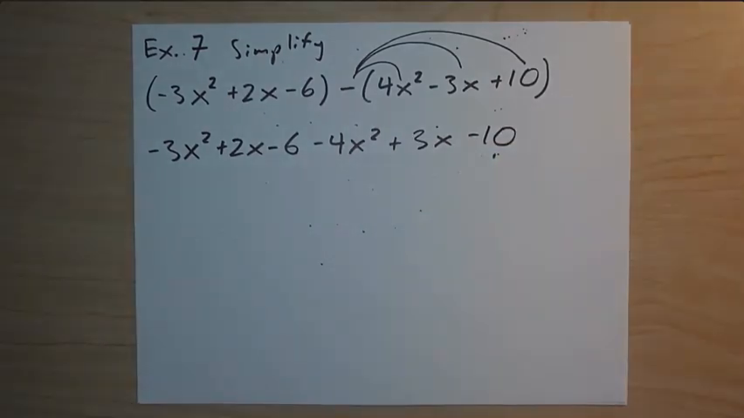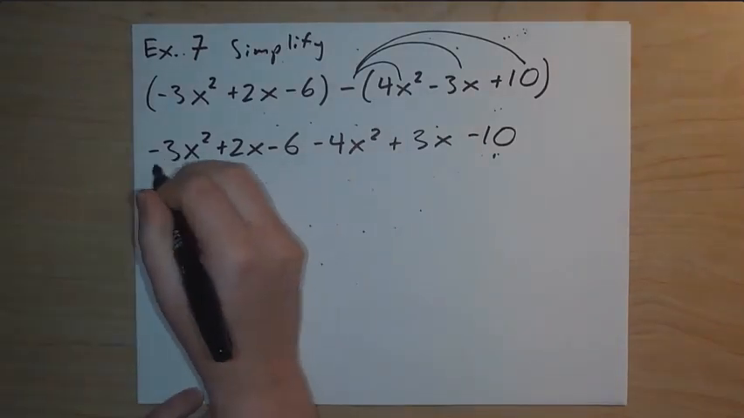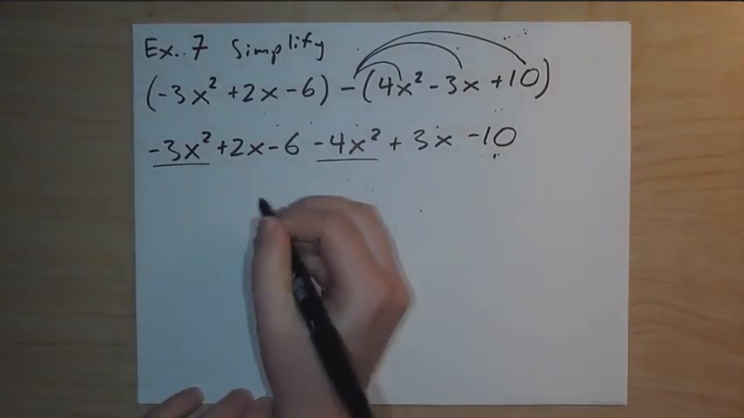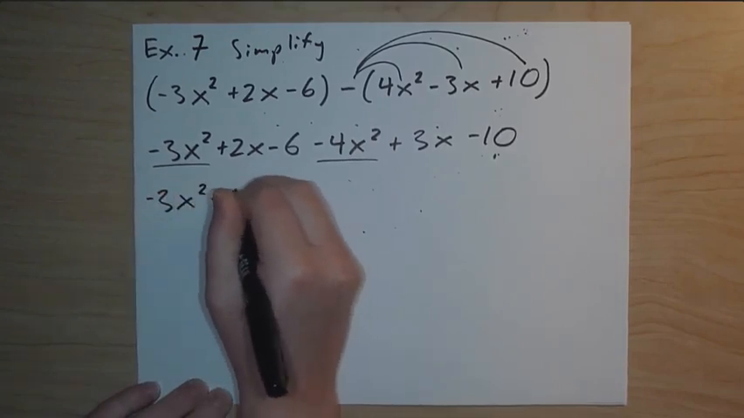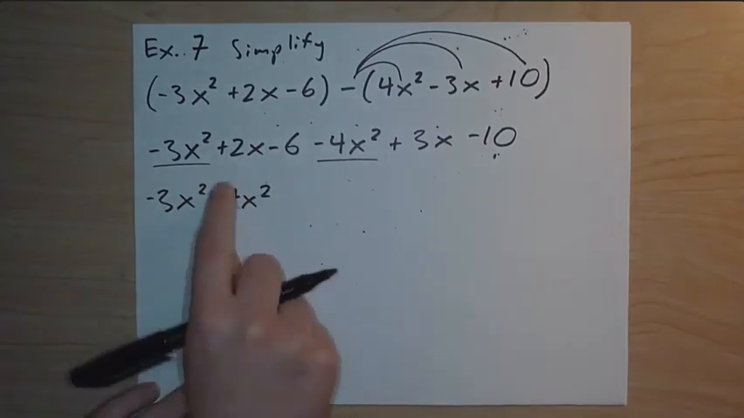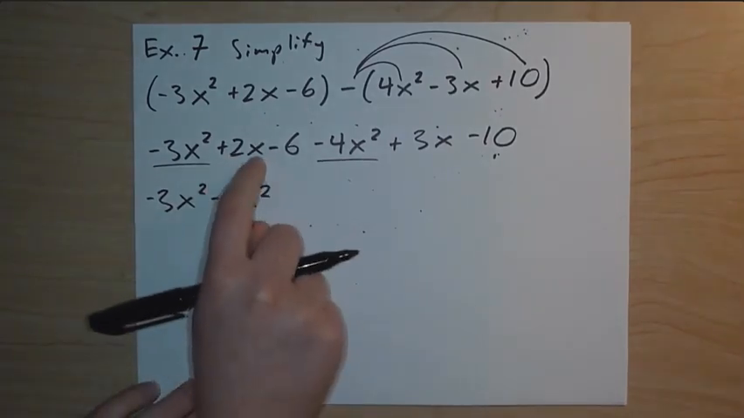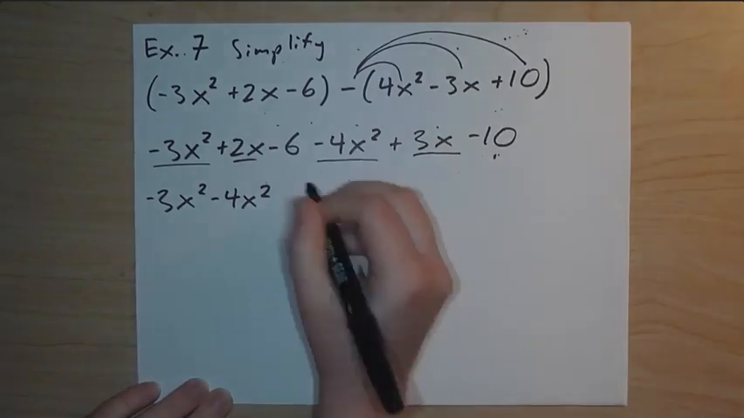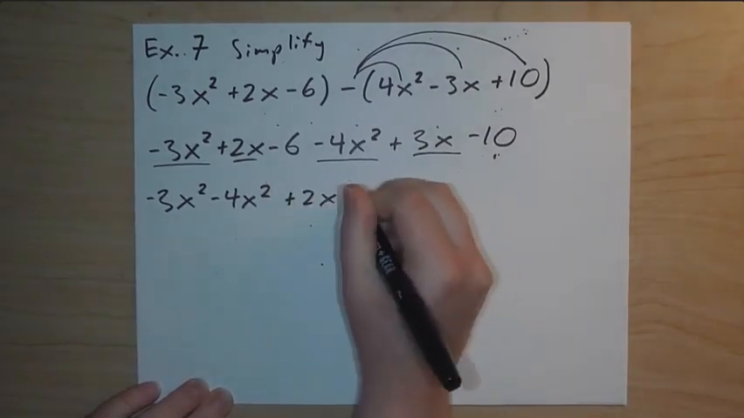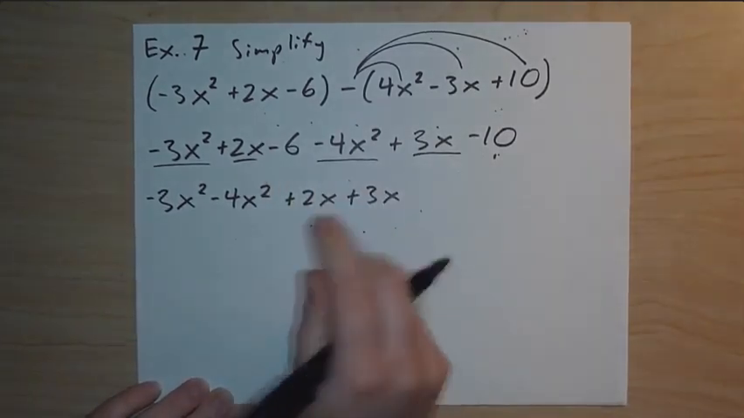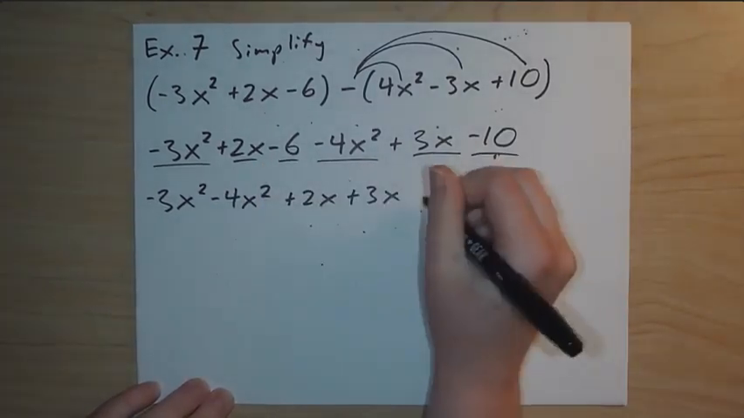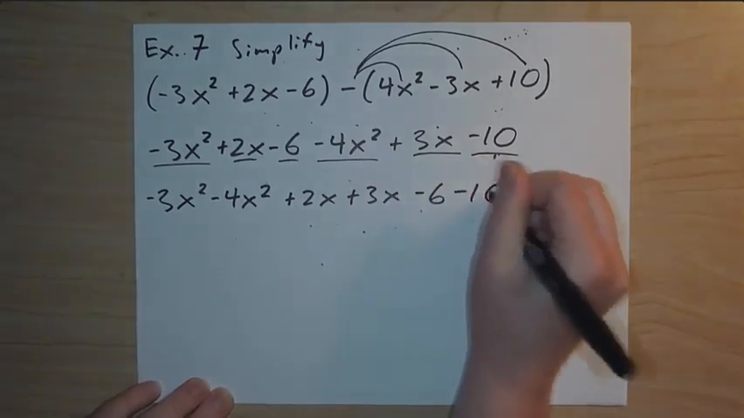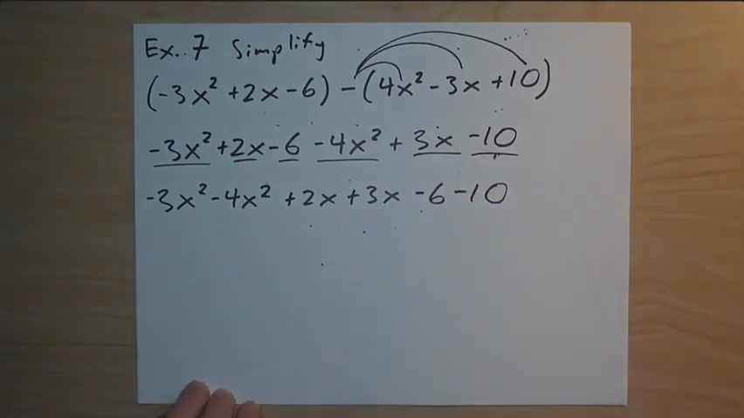So now that we've distributed that, we're going to group our like terms. So here we have negative 3x squared, negative 4x squared. I'm going to write those two things together: negative 3x squared minus 4x squared. And then I'm going to look at our next power. So we have 2x and we have 3x. So I'm going to write those two things together, plus 2x plus 3x. And then we have ones without any x's. We have negative 6 and negative 10. So I'm going to write those two things together. And that'll make it easier to see.